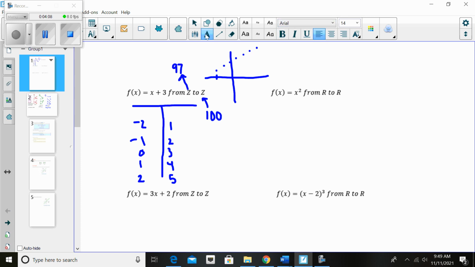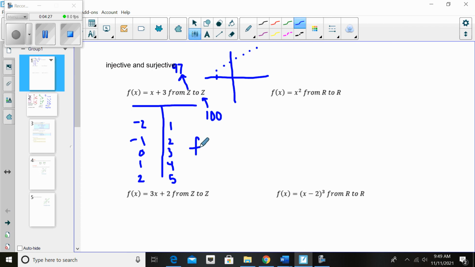one-to-one and onto. I'm going to use these official words also, so we get practice with these. That means it's injective and surjective, which makes it a bijection, which makes it invertible. And clearly the inverse function would just be x minus 3. That's how we would find the inverse function. Since it's a bijection, it's invertible, because if I wanted to take the 100 and get back to the 97, I would just subtract 3.